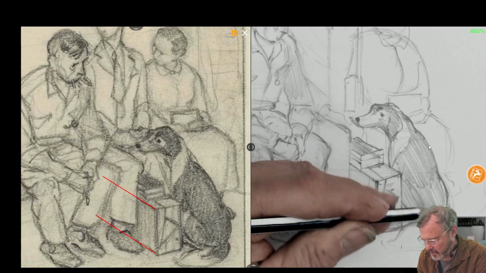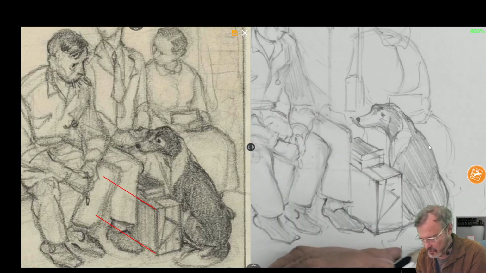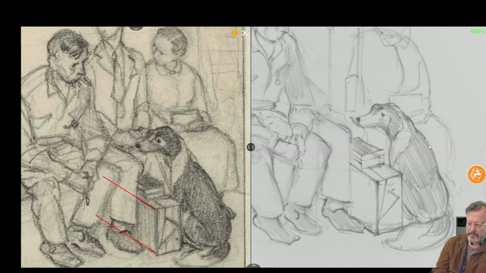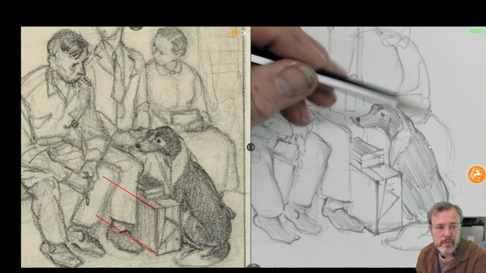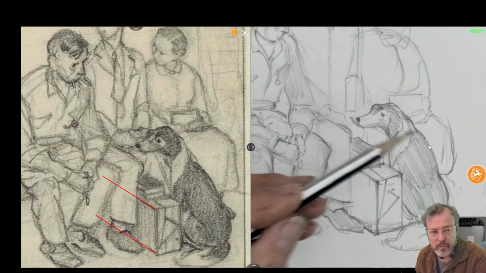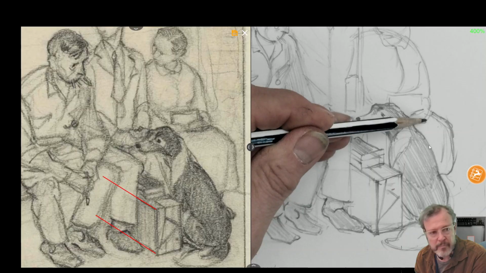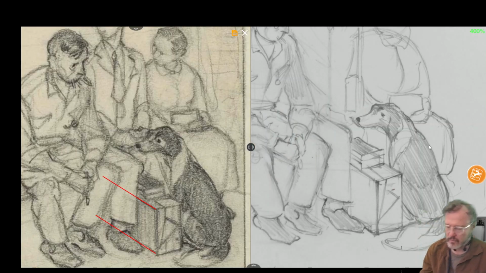And again, it's really quite wonderful the way this dog's tail kind of brings your eye back towards the main figure of the father. Okay, mom's gonna be real easy. There's really not much to her. She's sort of got her hands on her little purse. And we're really almost done here.